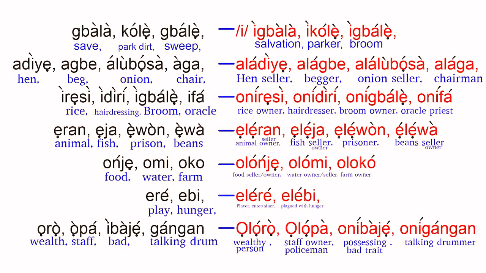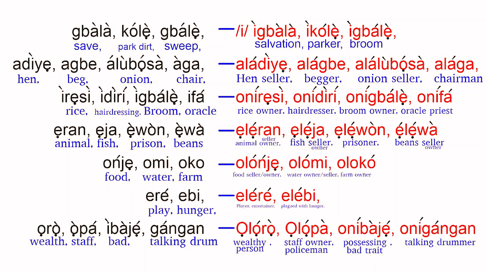Let me go to some of the examples, because I used few at the beginning and some of you might be confused. For example, I said if igbala carries E, it becomes igbala, which means salvation. Because it starts with I, if we precede that igbala with O and Ni, it becomes onigbala, that is someone who is in the business of salvation.